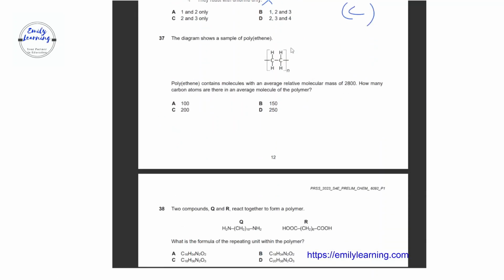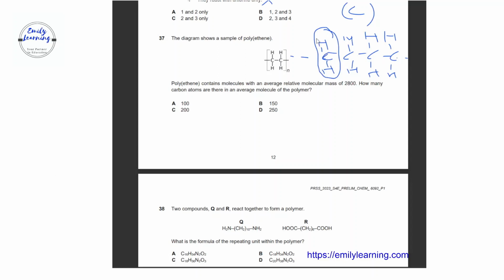The diagram shows a sample of polyethylene. Polyethylene contains molecules with an average molecular mass of 2,800. How many carbon atoms are there in an average molecule of the polymer? So they're asking for how many carbon atoms, right? So we know that polyethylene just has this CH2, CH2, CH2, continuing and so on, right? It's continuous. And we know that it only ends somewhere.